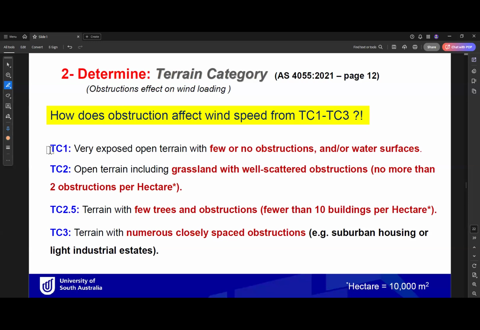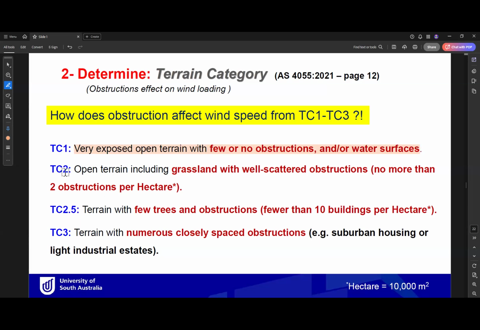The standard gives us 4 classifications for terrain category: TC1, TC2, TC2.5 and TC3. TC1 is for very exposed open terrain with few or no obstructions, and open water surfaces. So this is a very open area, without any obstruction or very, very few, like 1 or 2 maximum, such as desert, oceans, near the ocean and so on.